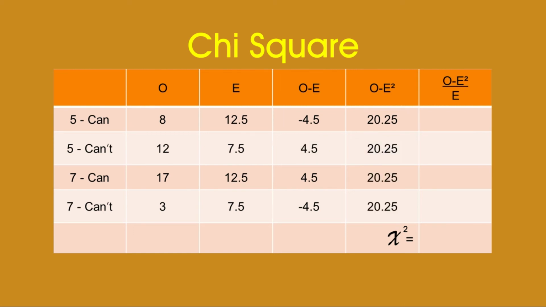The next column is to calculate O minus E squared divided by E. 20.25 divided by 12.5 is 1.62. And again, we complete this calculation for all 4 cells. The final part of our calculation is to add up these values. Once we've added them up, we get a calculated value of 8.64, and that is our chi-square statistic.